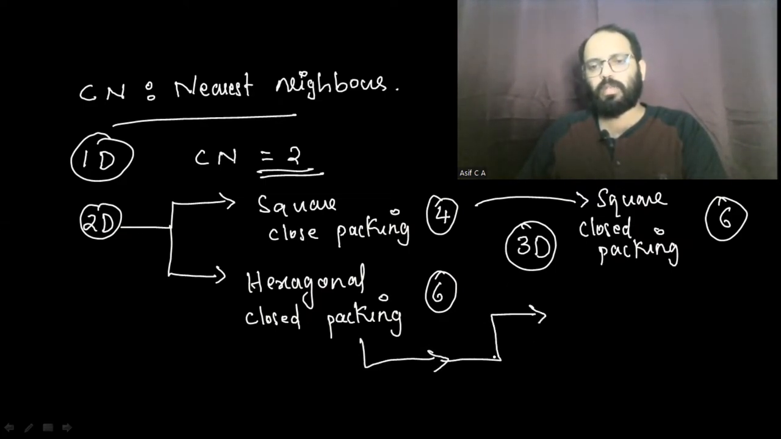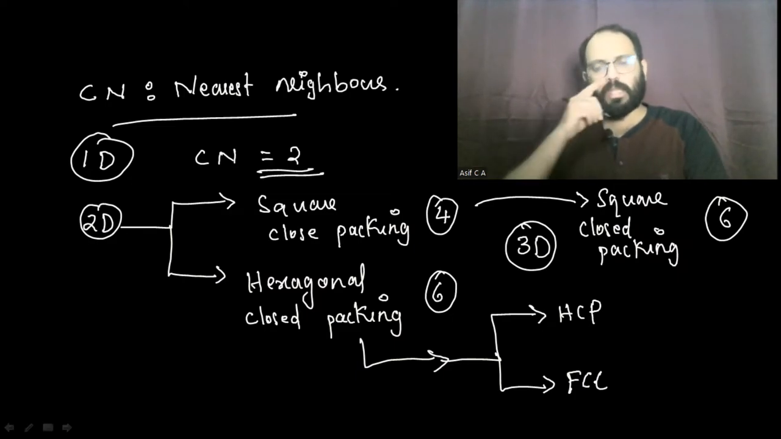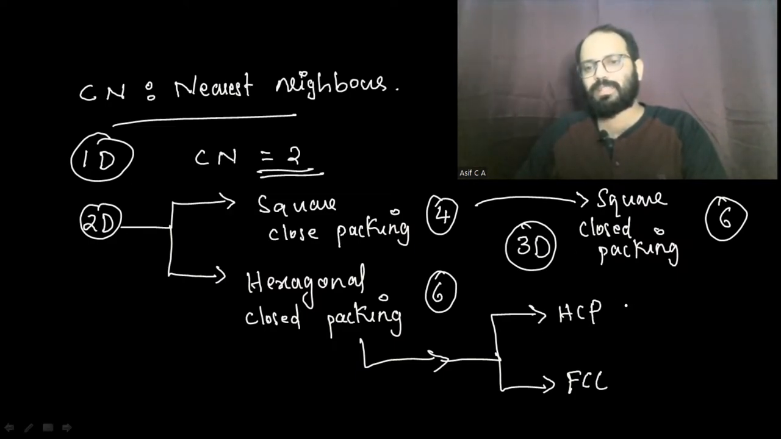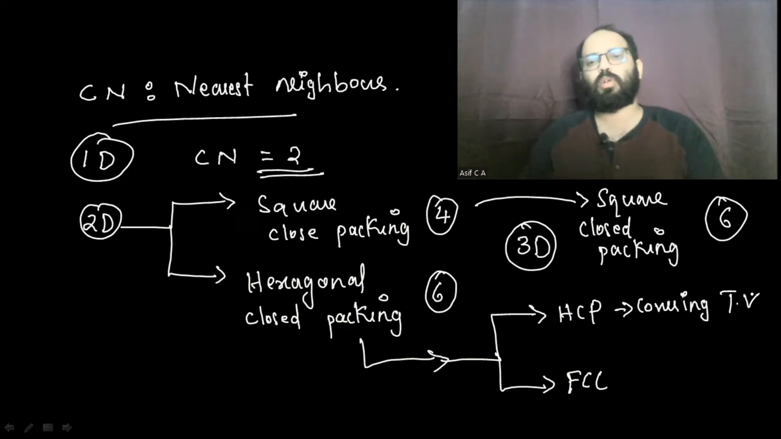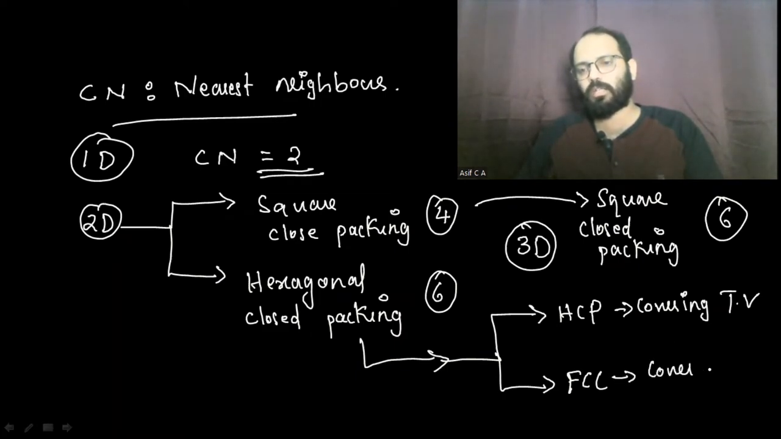And in 3D we can have two types. One is HCP and the other is CCP or FCC. HCP means, if it covers the tetrahedral void in the third layer, we will be getting the HCP structure. In the HCP structure, the coordination number is 12. And FCC means, if you cover the octahedral void, you will be getting the FCC structure. And for both HCP and FCC, the coordination number is 12.